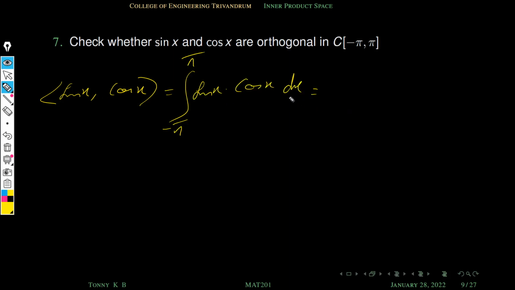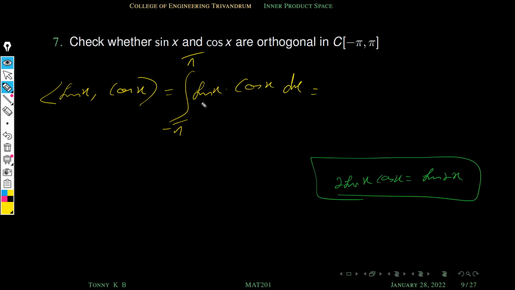Then what is 2 sin a cos a? Or we consider 2 sin x cos x, that is equal to sin 2x. So this becomes the integral of sin 2x by 2. Then you can easily integrate sin 2x, that is minus cos 2x by 2. Then substitute the upper limit and lower limit. Anyway, this integral becomes 0. So it is clear that the functions sin x and cos x are orthogonal in the inner product space C[-pi, pi] with respect to our standard inner product. Okay, that's it. Thank you.